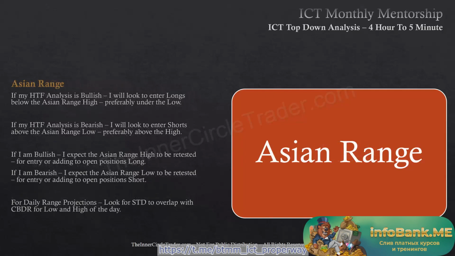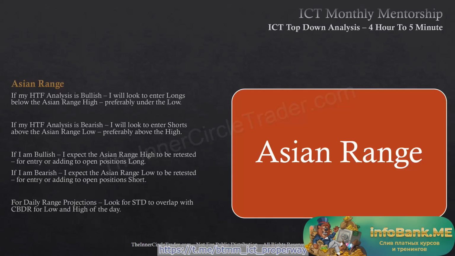Okay, the Asian range. If my higher time frame analysis is bullish, I will look to enter longs below the Asian range high, preferably under the low. If my higher time frame analysis is bearish, I will look to enter shorts above the Asian range low, preferably above the Asian range high.